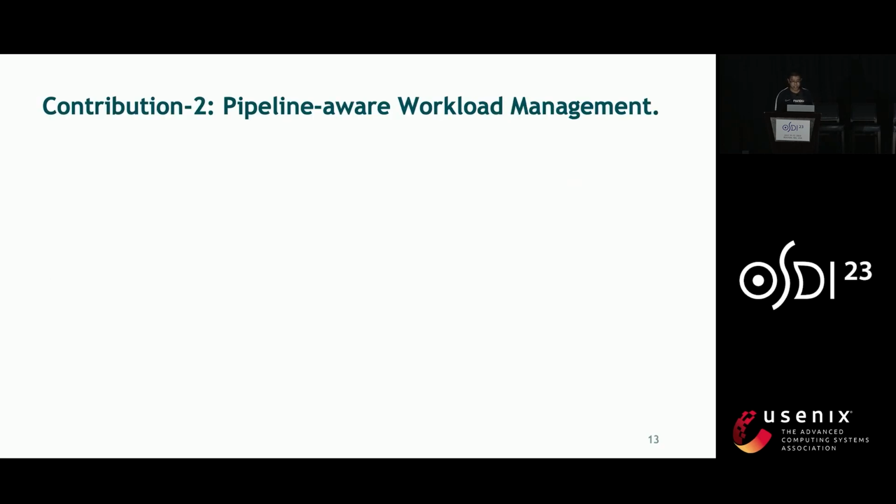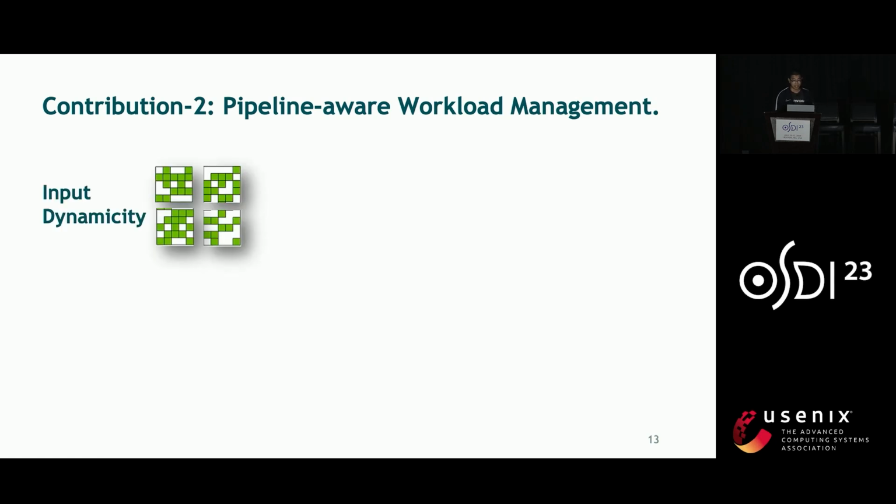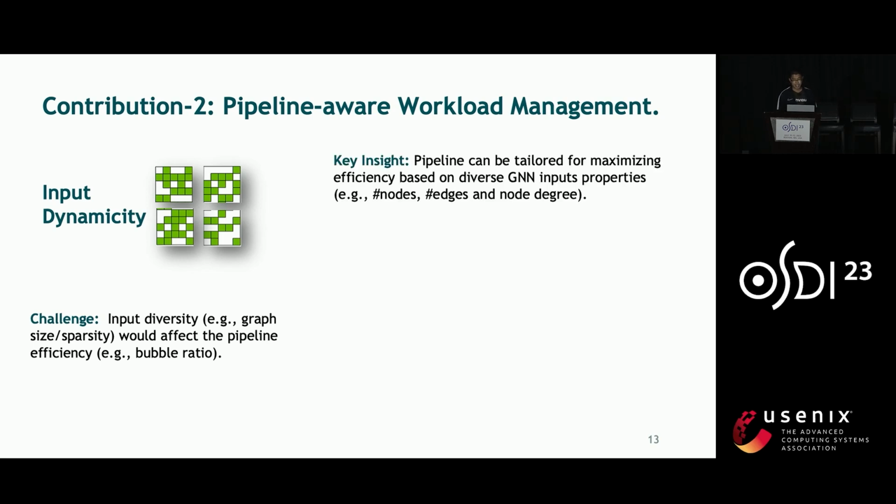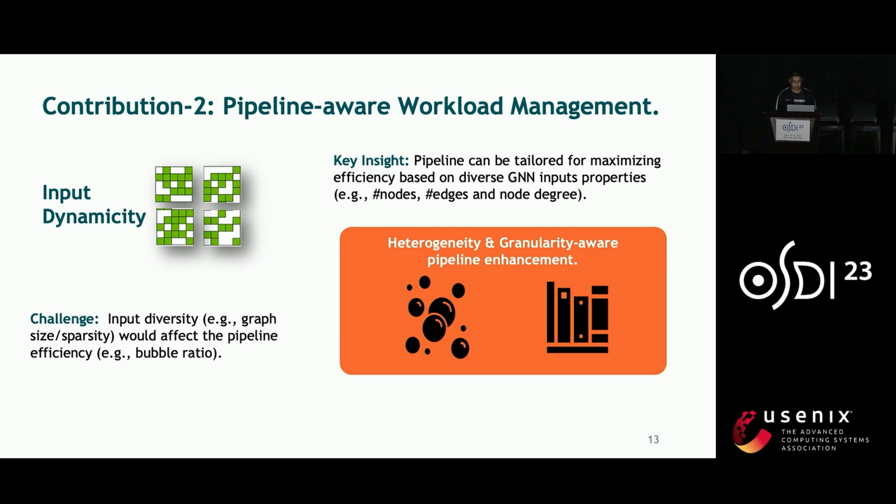Our second contribution is the pipeline-aware workload management, which tackles the input dynamicity in the multi-GPU GNN workloads. The key challenge here is that input diversity, such as the graph size and sparsity, could affect the pipeline efficiency, like the pipeline bubble ratios. Our key insight is that the pipeline can be tailored for maximizing efficiency based on the insight from the GNN input. For example, we have a number of nodes, a number of edges, and the average degrees. Specifically, we build the pipeline and optimize it through the heterogeneity and granularity-aware pipeline enhancement.